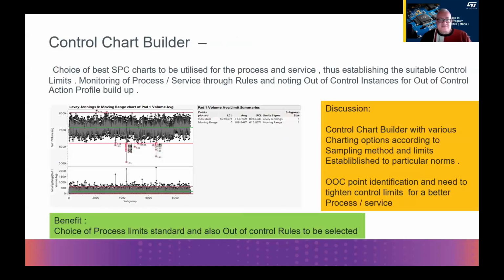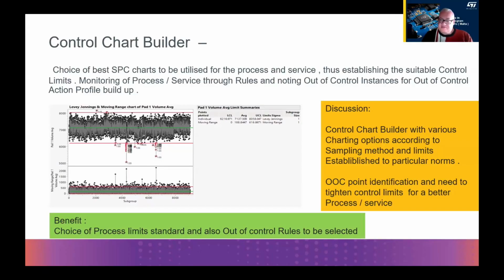The other thing is that we have to start to do SPC charts. From the SPC chart, we see the trend of our data. We see also locations of out of control. We can, in JMP, use the particular control limits that we need for our process, and also establish rules to find the out of controls and work upon them.